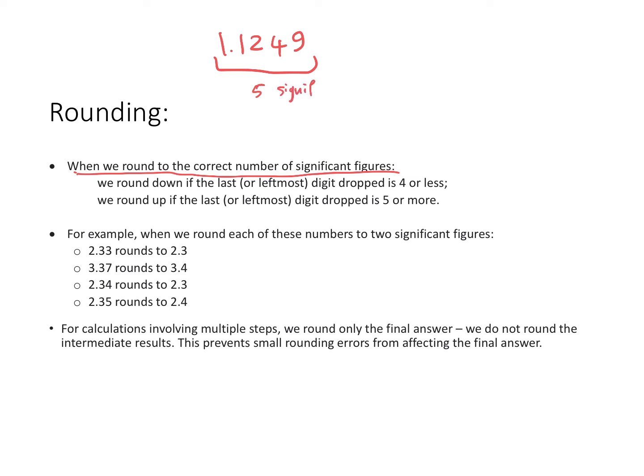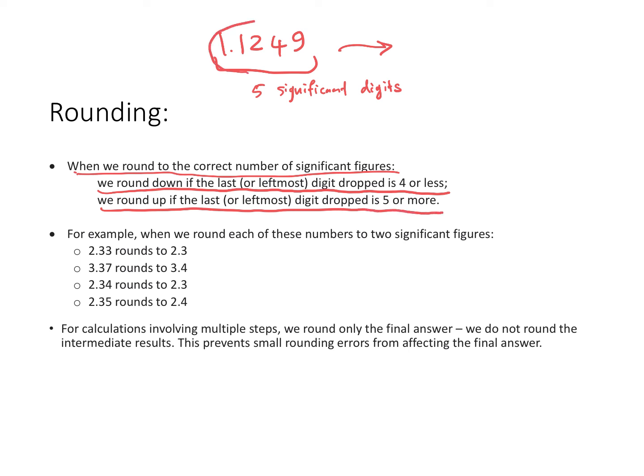5 significant digits or figures, because all the non-zero digits are significant. So I can tell you that I want to round this number to 4 significant digits, or 2, or 3, depending on how much precision we want to keep when we round the number. We round down if the first digit dropped is 4 or less. We round up if the first digit dropped is 5 or more.